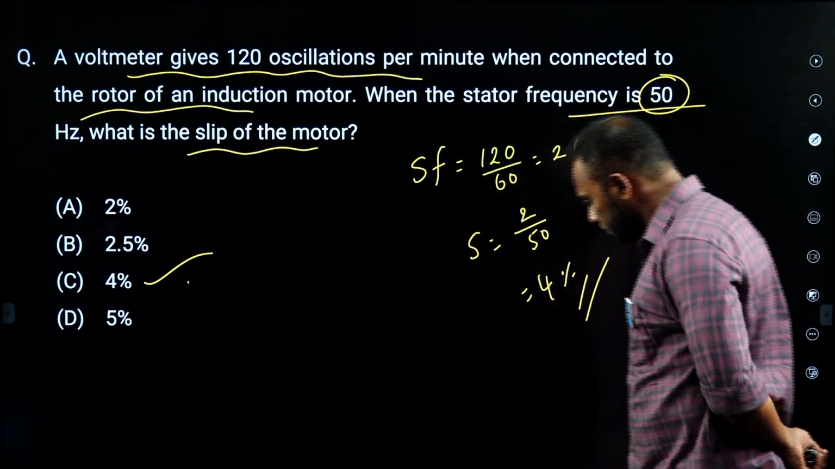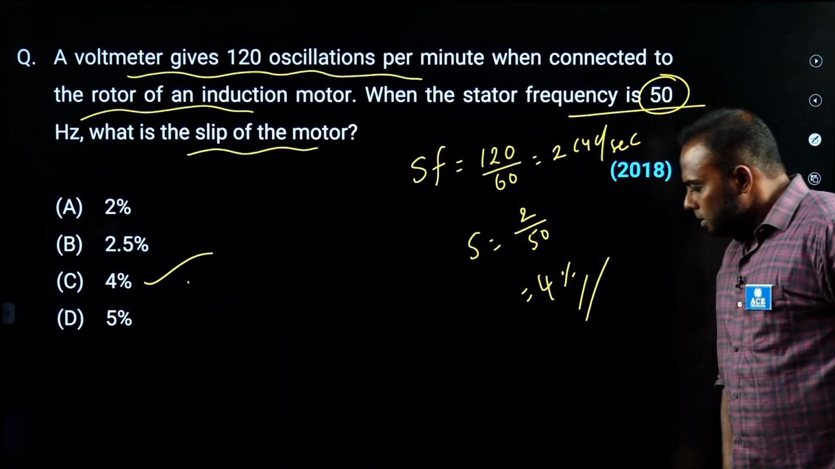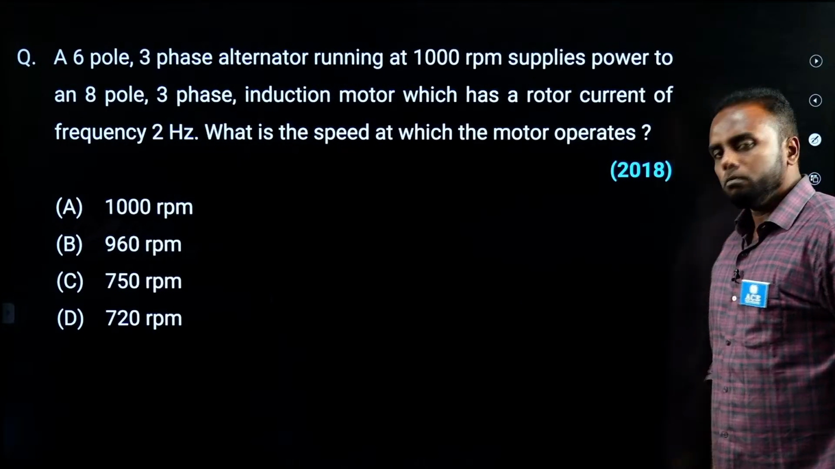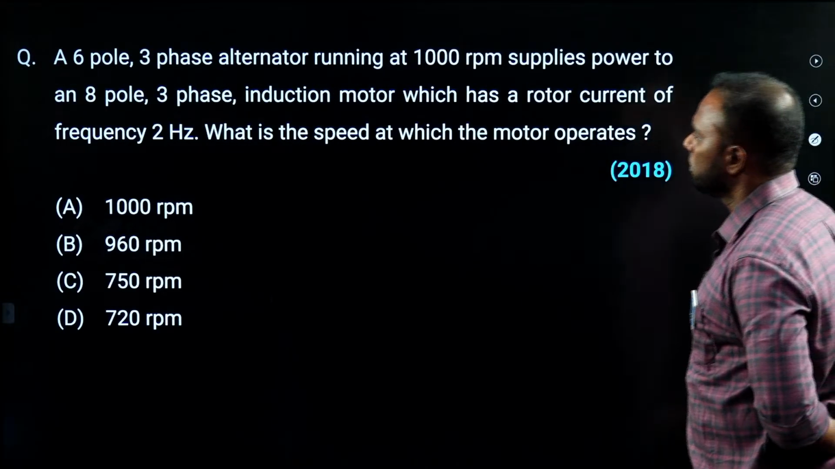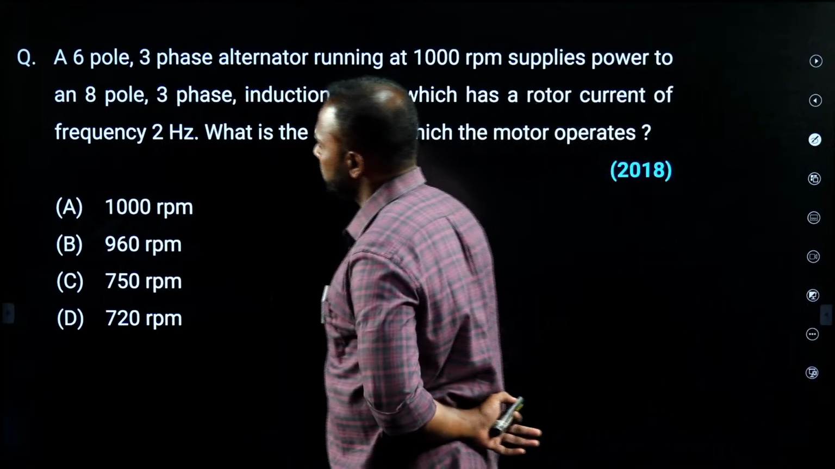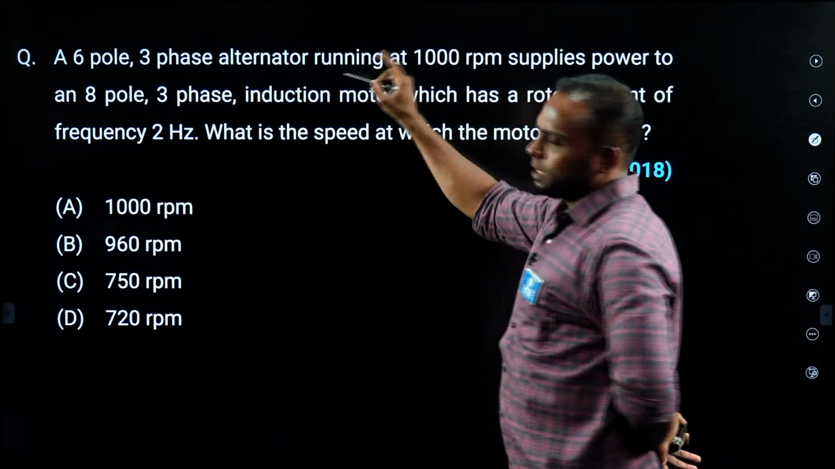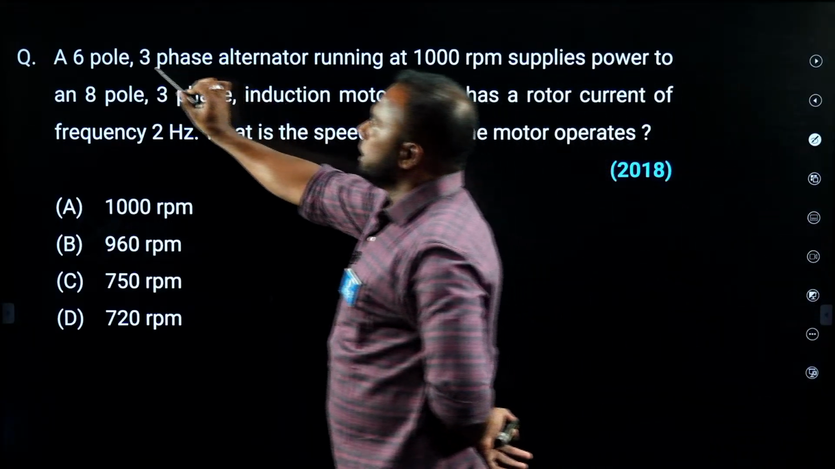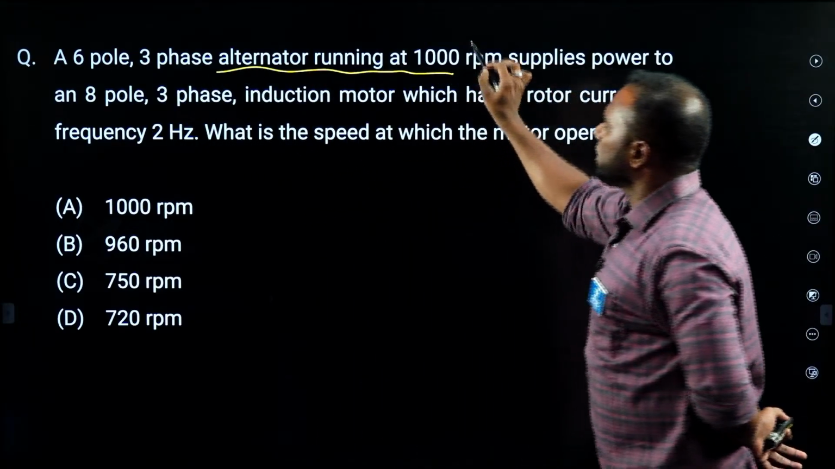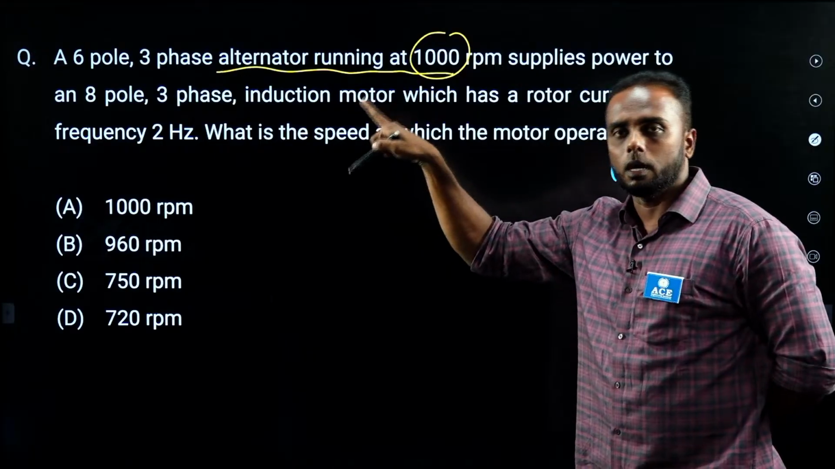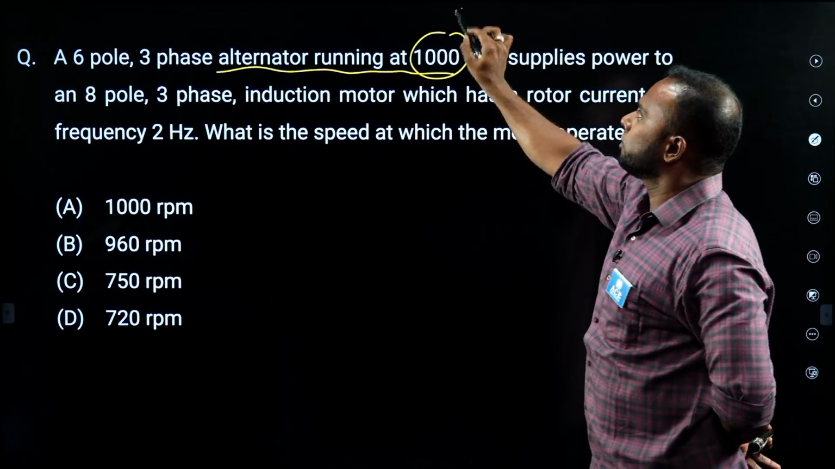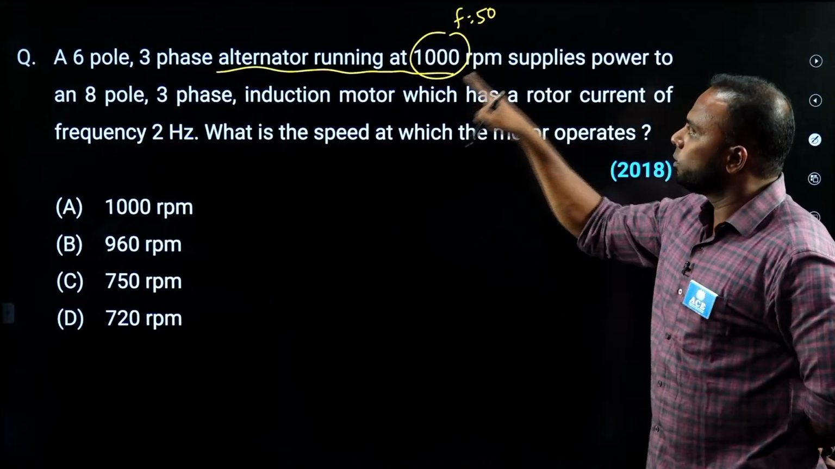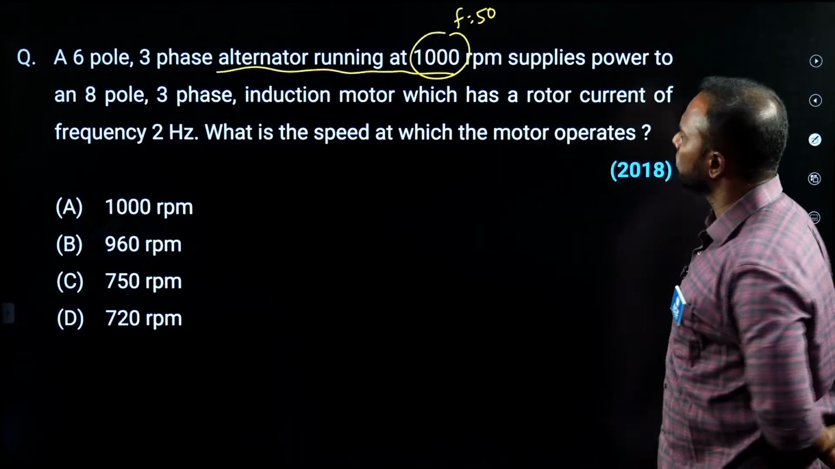Next question. Try to answer yourself. A 6-pole 3-phase alternator, same as this problem we have seen previously, this is in 18 again. A 6-pole 3-phase alternator running at 1000 RPM. 6-pole alternator running at 1000 means what is the frequency? 50 Hz, directly. For 50 Hz 6-pole the synchronous speed is 1000 RPM, from 120 F by P.